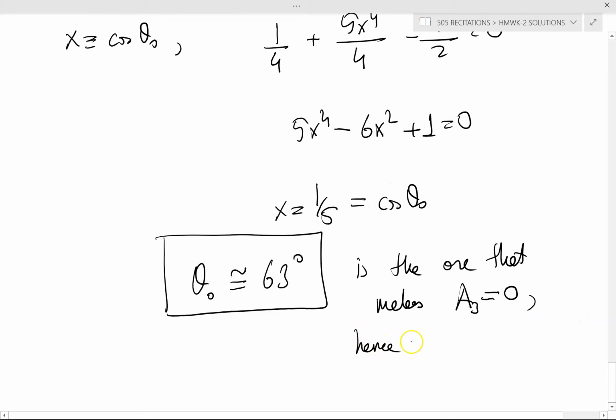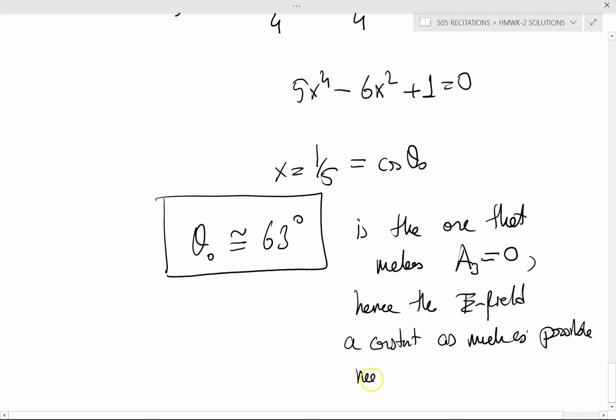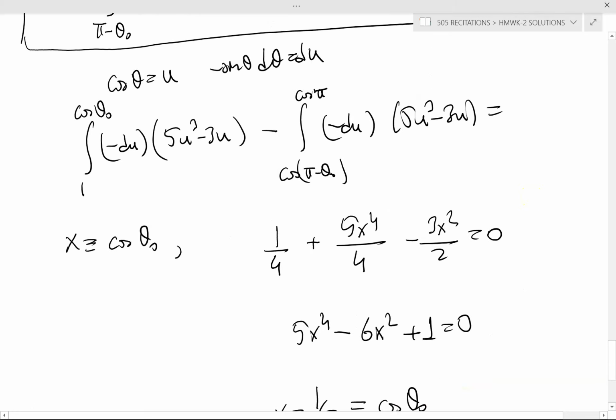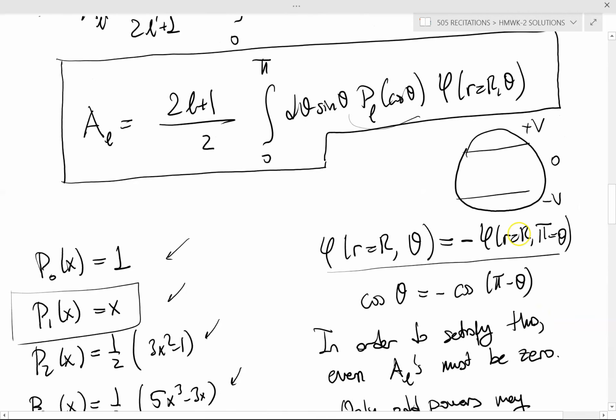Hence the E field is constant, as constant as much as possible, near the origin. Okay. That was the purpose of the question.